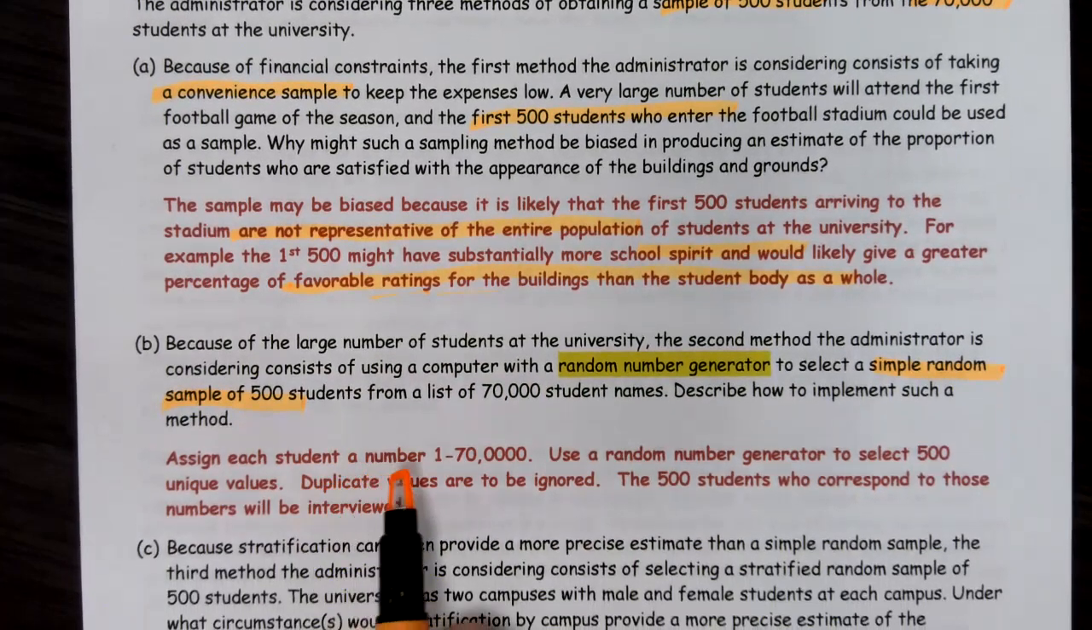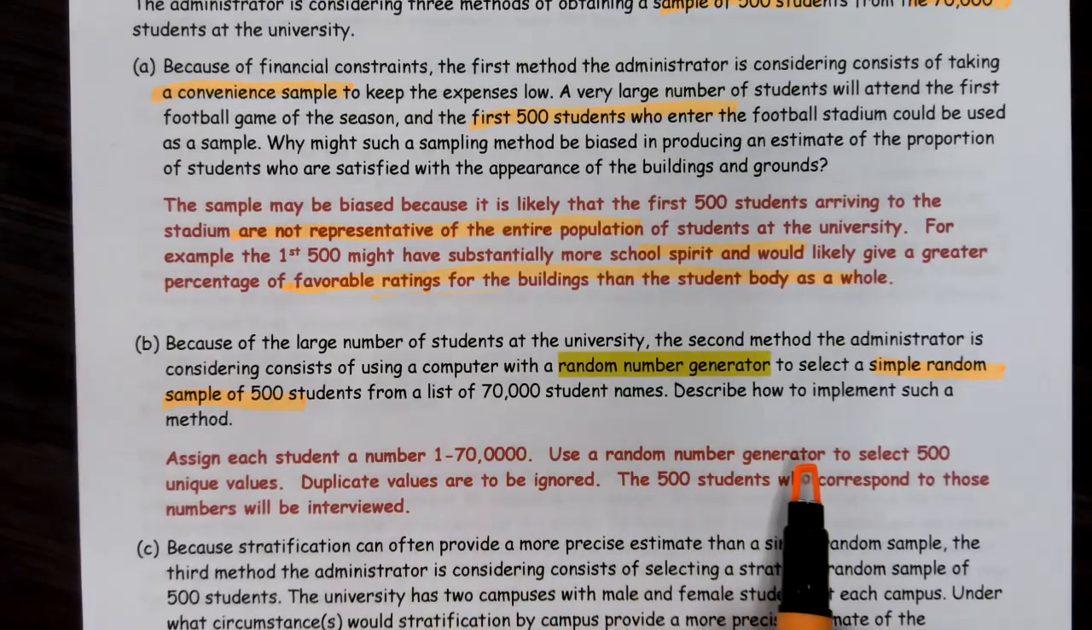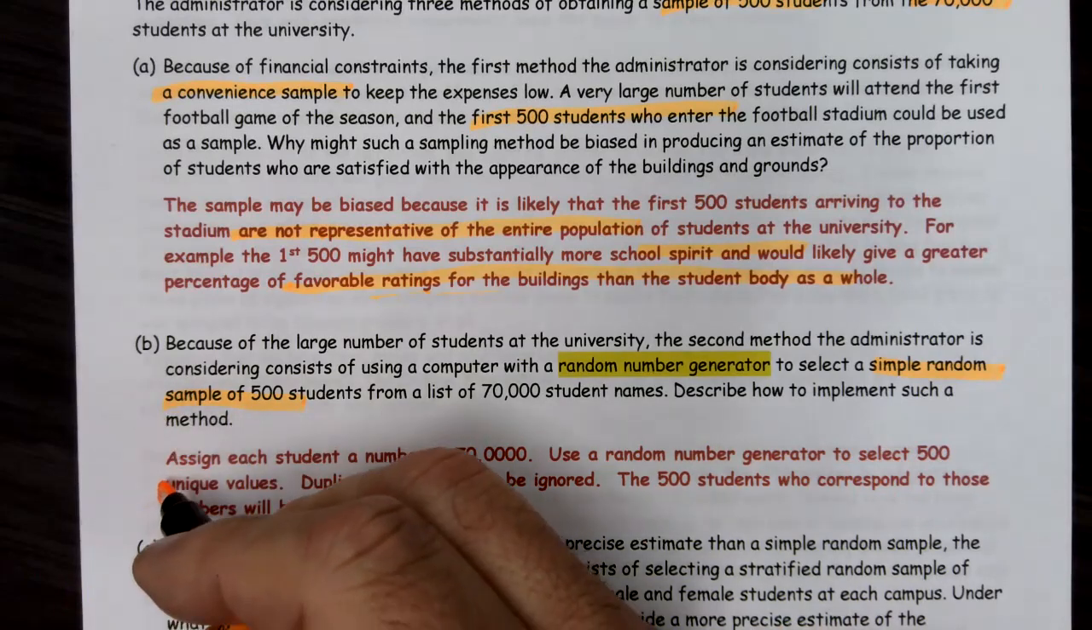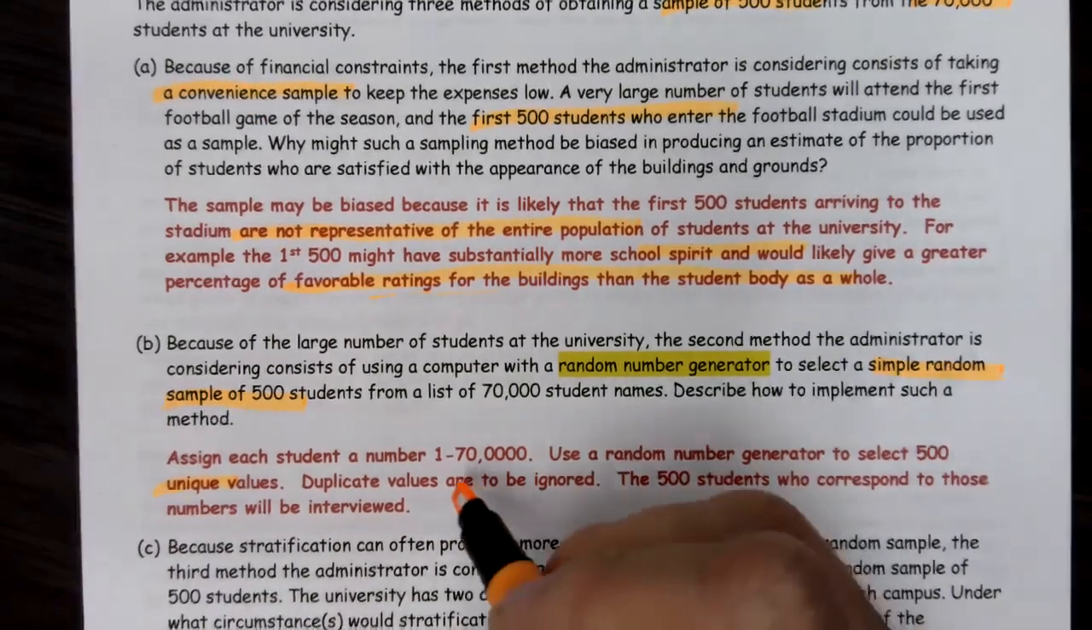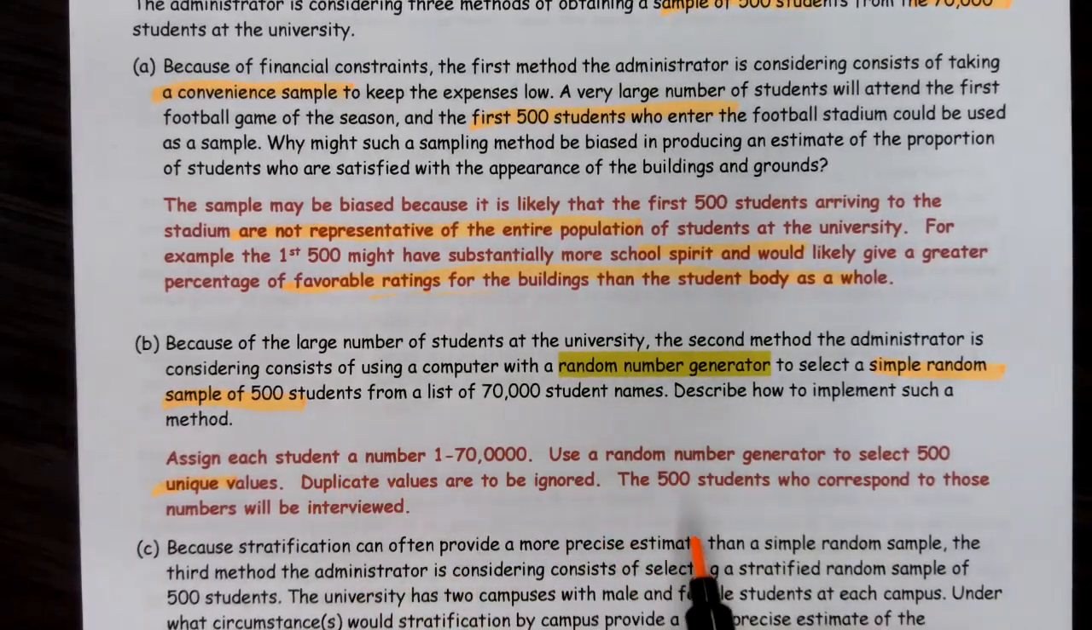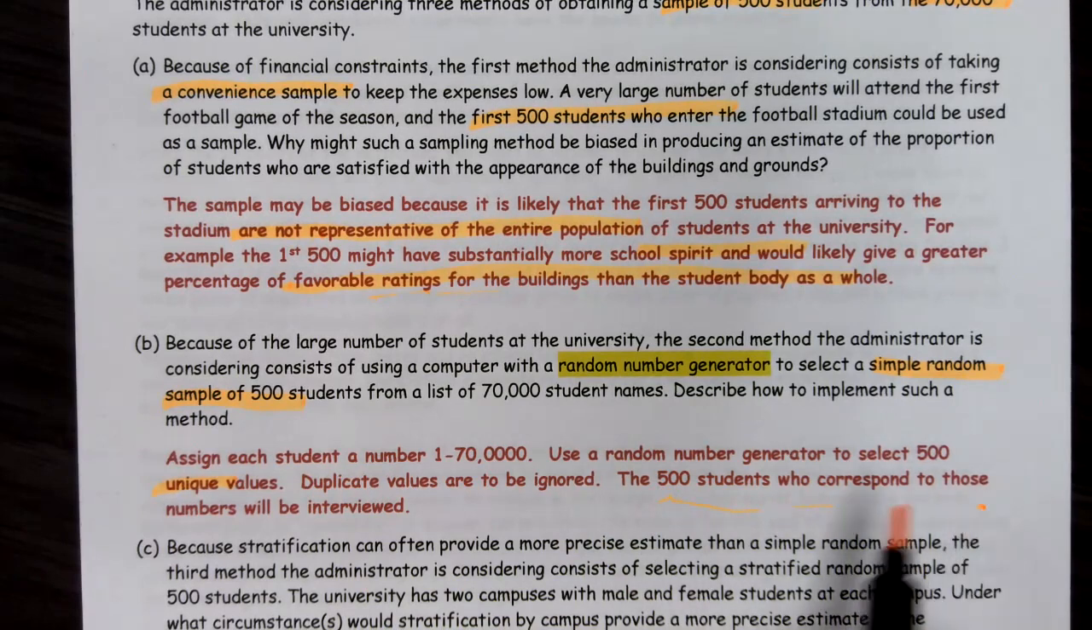Well, I could assign each student a number from 1 to 70,000 and use a random number generator to select 500 unique values. It's important to use the word unique. Duplicates are to be ignored. In other words, we're not going to survey anyone twice. The 500 students who correspond to those numbers will be interviewed.